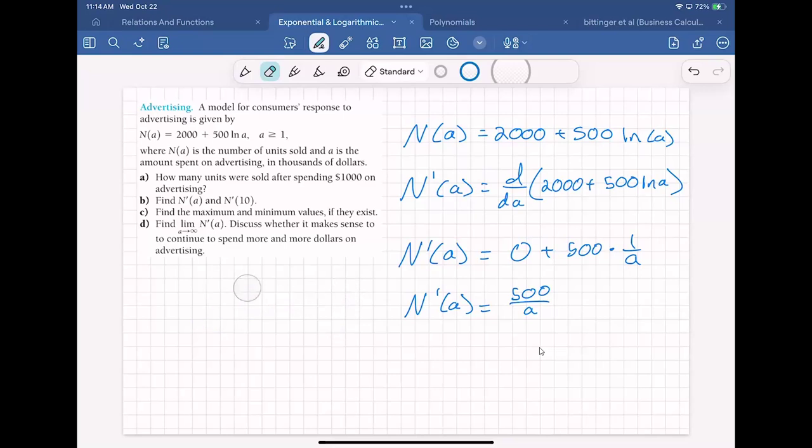All right. With that said, then moving to the next step, it said not just to find the derivative, but go plug in 10. Now, what does a equal 10 represent again? All right, this is us spending $10,000 on advertising, okay? So make sure we're keeping that in mind as we're going through this.